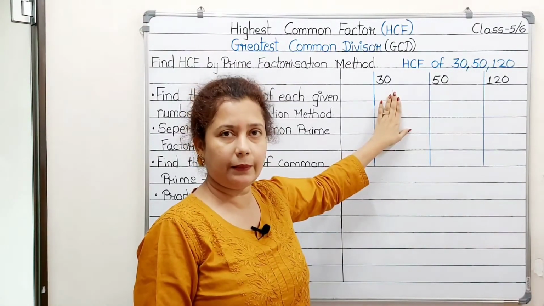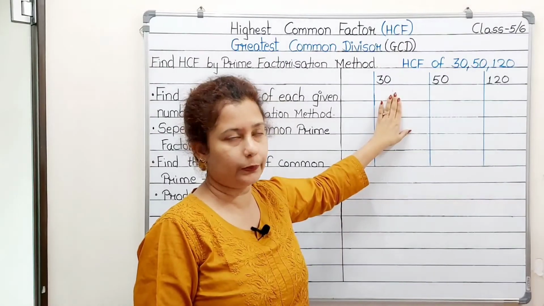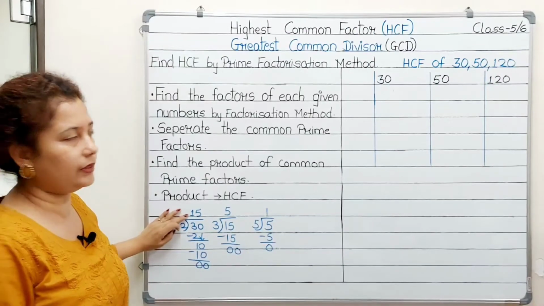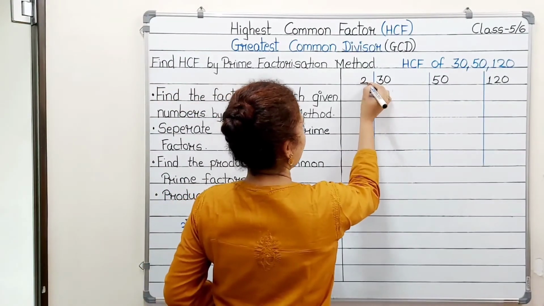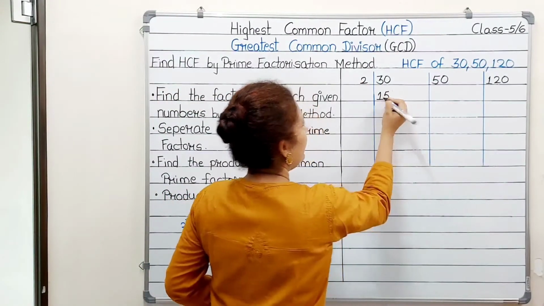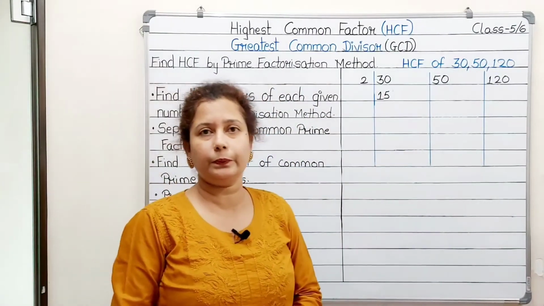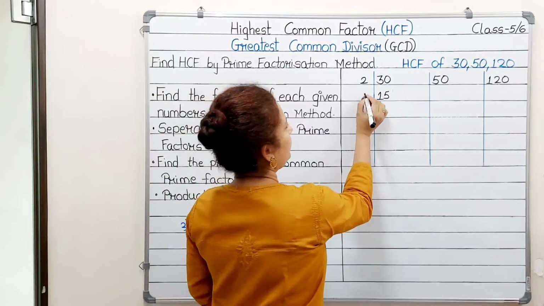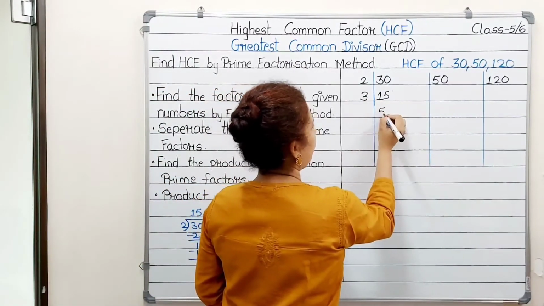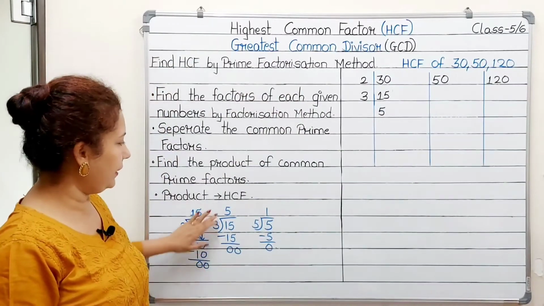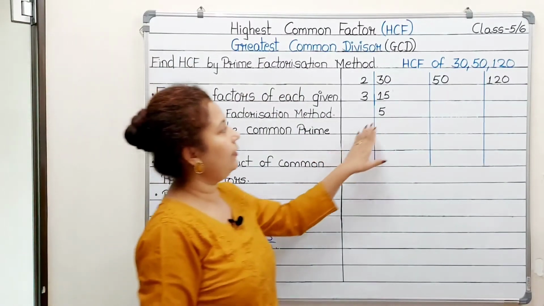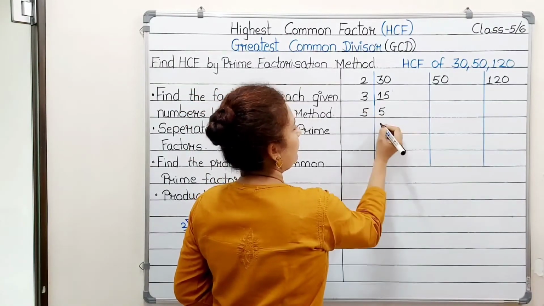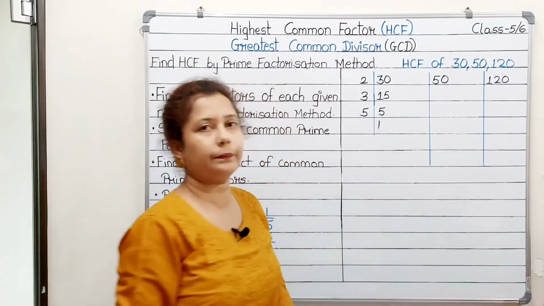So we will divide 30 by the first prime number, that is 2. When we divide 30 by 2, we get 15 as the quotient. So we will write 2 here and quotient 15 here. 15 is not divisible by 2. So we will move to the next prime number, that is 3. It is divisible by 3 and when we divide it by 3, we get 5 as the quotient. 5 is also a prime number. So we will divide 5 by 5 and we will get 1 as the quotient.